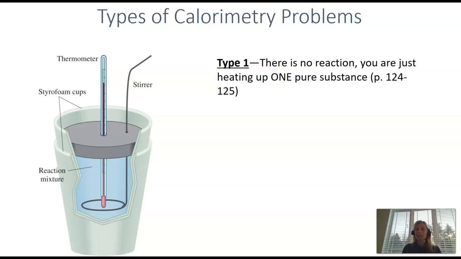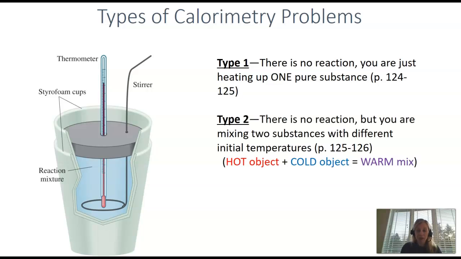This type of problem tends to be really straightforward. You just have one equation that you're plugging into and you're calculating how much heat was absorbed based on a temperature change of one pure substance. The one pure substance tends to be water. That's the thing we've got the specific heat capacity for. That's what we mostly do.